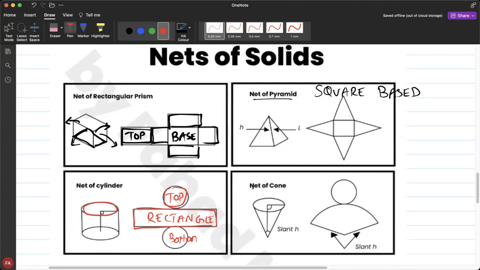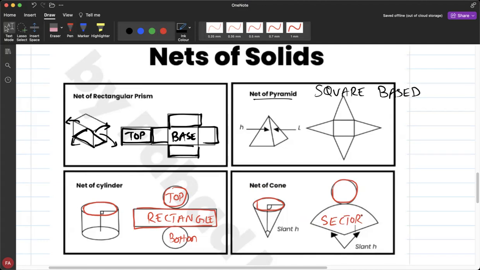And similarly, this is a cone. So again, we have a circle at the bottom. But again, if we were to open up this curved side that we have for a cone, you can see that it actually forms a sector.